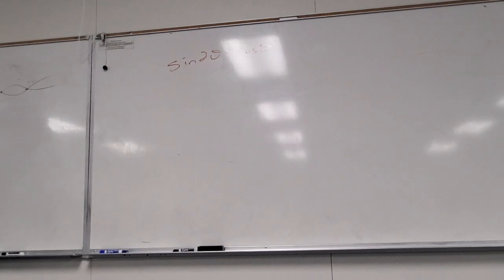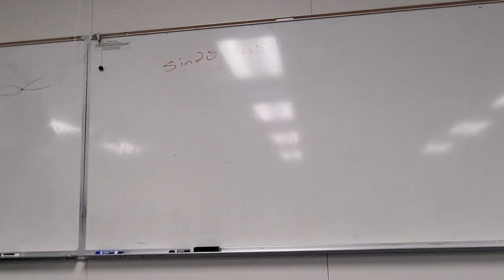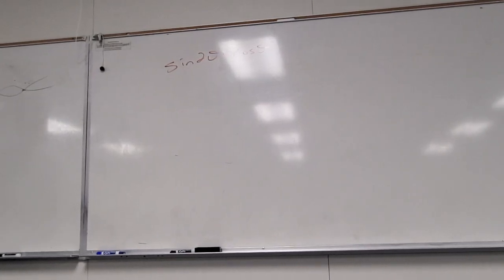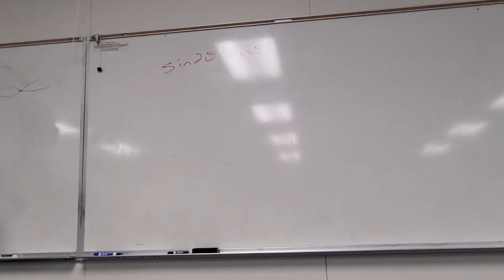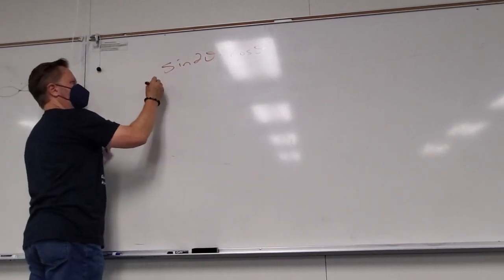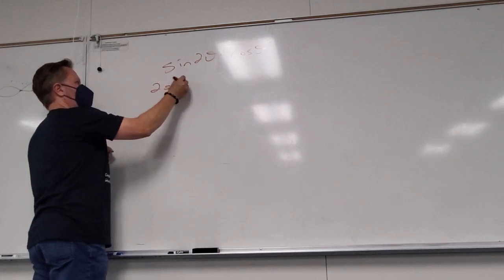So what do I need to do? Obviously, the angles don't agree, correct? One angle is 2 theta, and the other angle is theta. So what's the immediate thing you could do to remedy that, so that everything is talking about the same angle? Yeah, the double angle. So what's sine 2 theta equal to? 2 sine theta cosine theta.